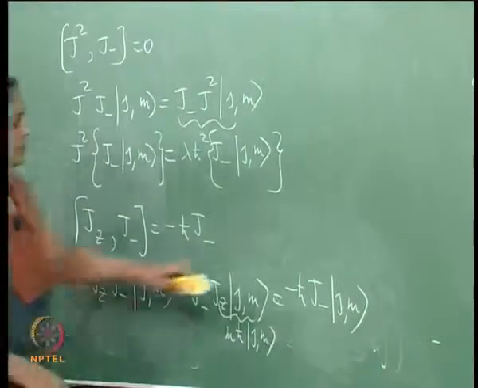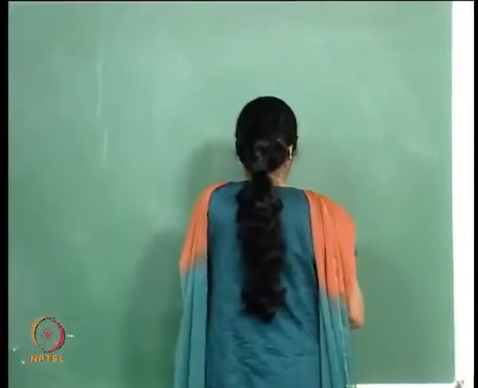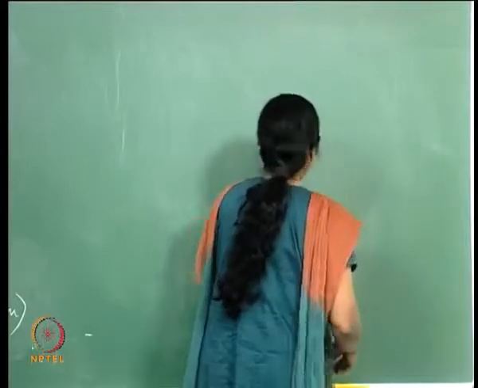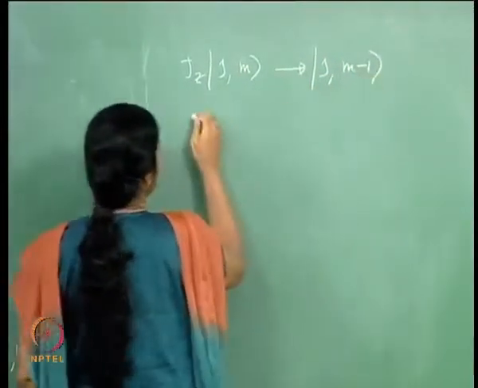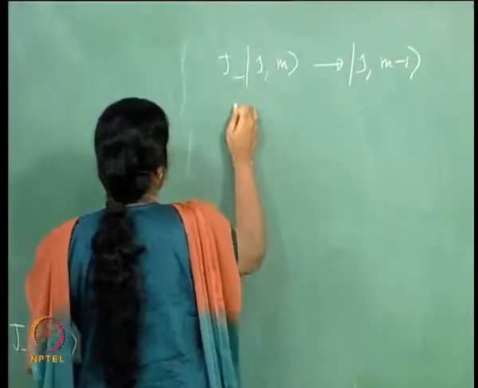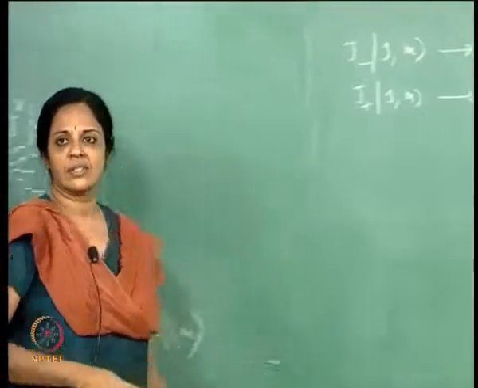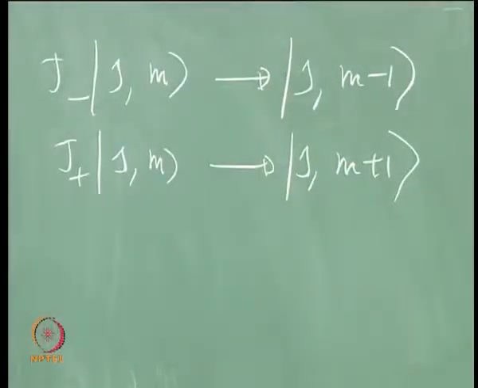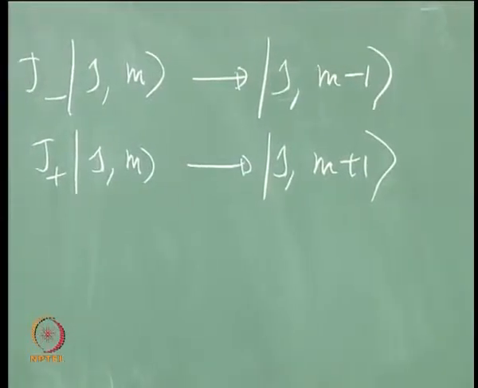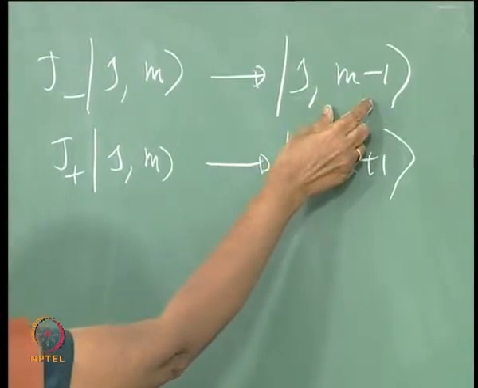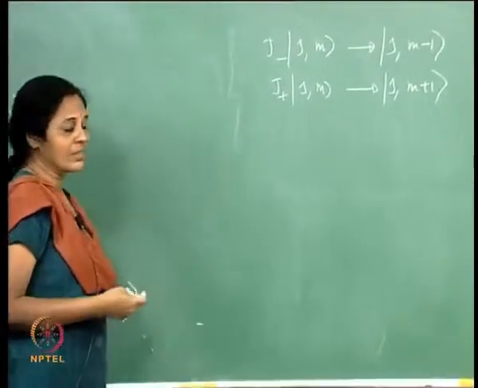It is therefore clear that when j minus acts on the state j comma m, it reduces the m value by 1, takes it to the state j comma m minus 1, and when j plus acts on j comma m, it takes it to a state where the m value increases by 1. It's in this sense that we say that j plus and j minus are the raising and the lowering operators respectively. They leave j untouched, but change the third component value m. J minus decreases it by 1 and j plus increases it by 1 if it acts once.